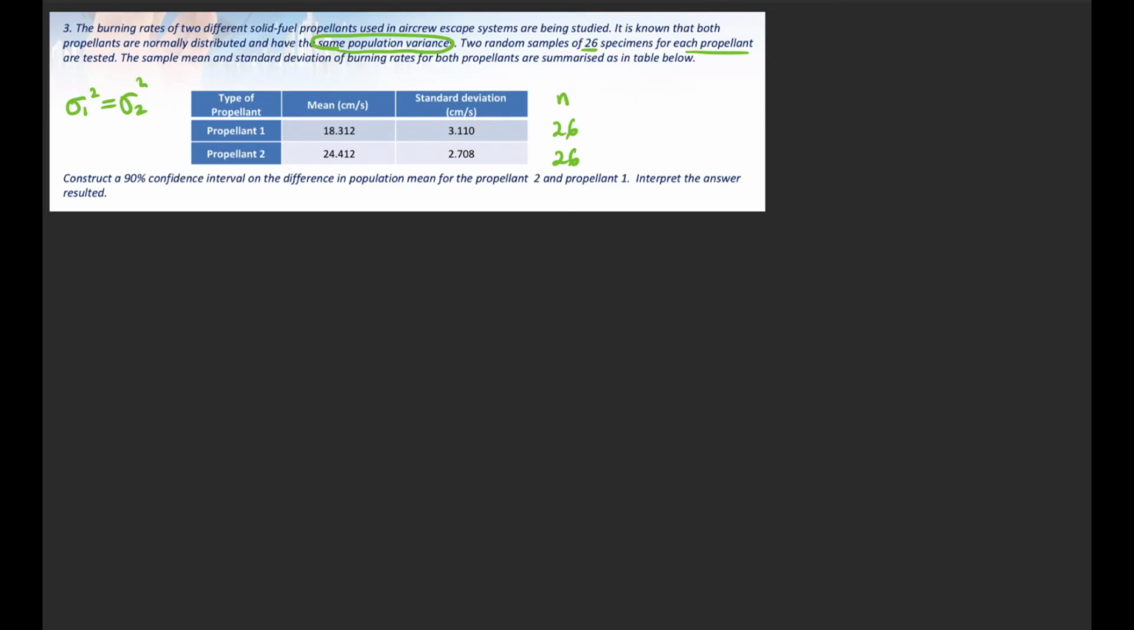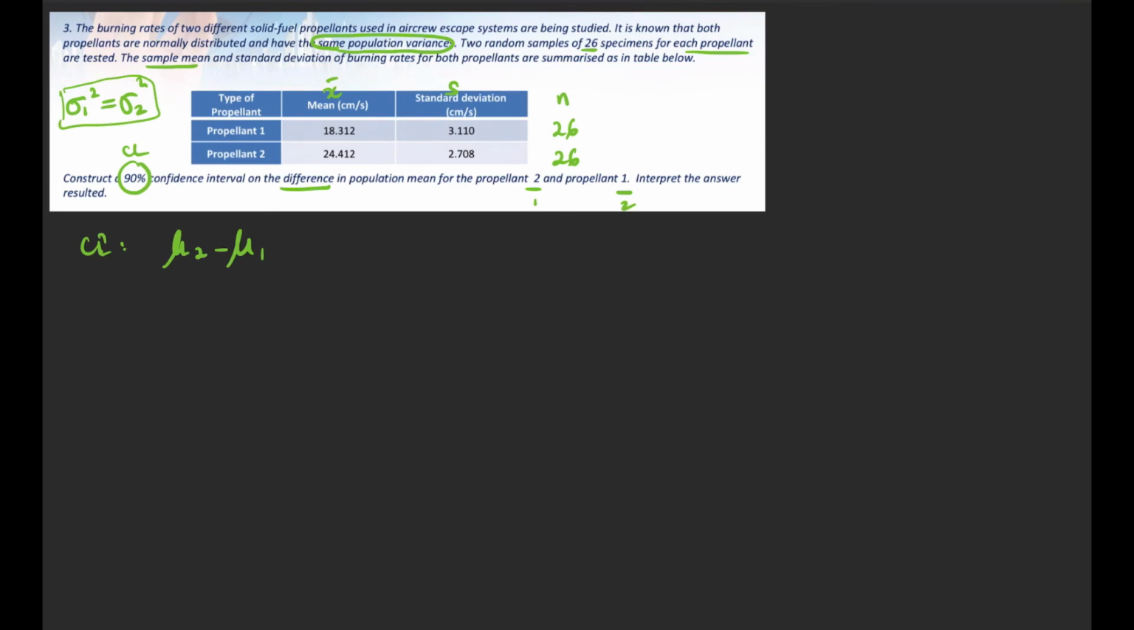The sample mean, so here is x bar, and standard deviation are summarized as in the table below. Construct a 90% confidence interval on the difference in population mean for propellant 2 and propellant 1. 2 comes first. Okay, so here they ask you for the confidence interval mu2 minus mu1. Okay, not 1 minus 2, 2 minus 1. Right, and then you have the equal variance here and confidence level 90%.